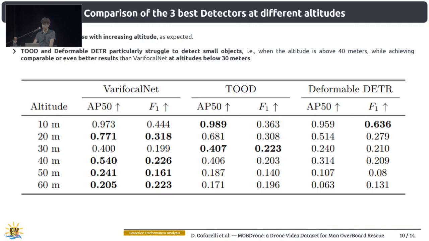Here I would like to show you instead a comparison of these 3 best detectors at different altitudes. As we expected, the performance decreased with increasing altitude because objects become smaller. However, it is interesting to note that TOOD and Deformable DETR particularly struggle to detect small objects, that is when the altitude is above 40 meters, while they instead achieved comparable or even better results than Varifocal network at altitudes below 30 meters.